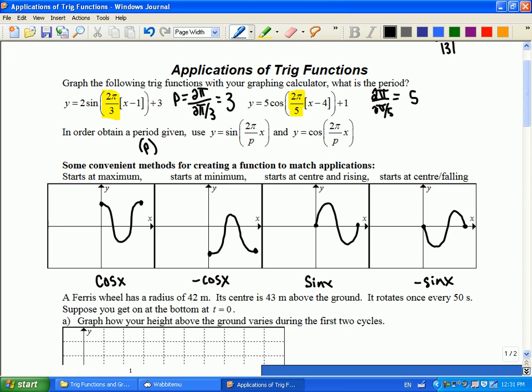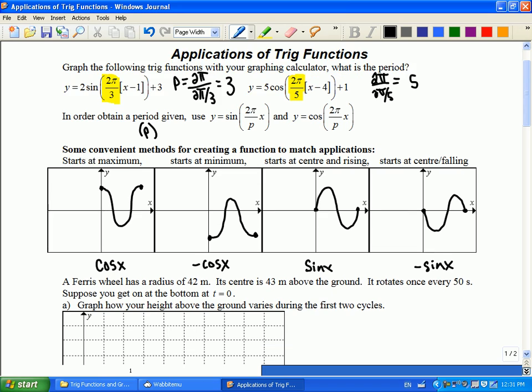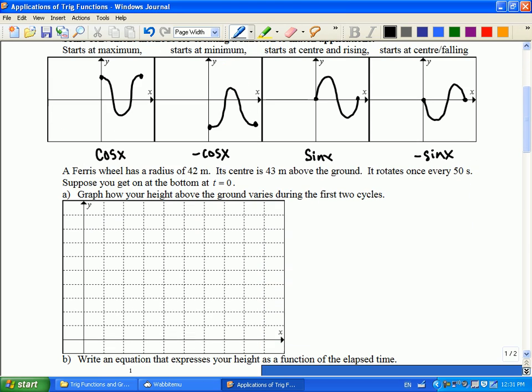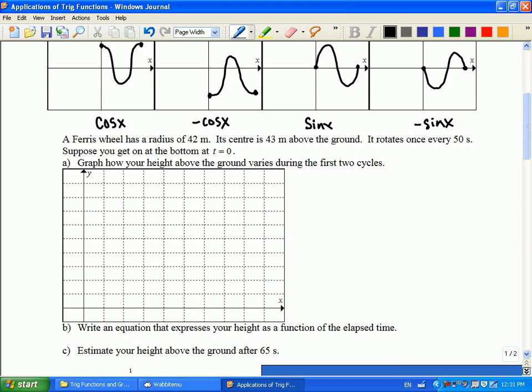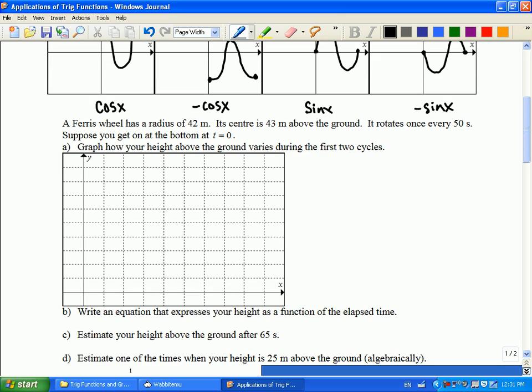So let me show you now how we can just take those prelims and put them into a trig graph. Now tradition has been that Ferris wheels are like the problem of choice. I don't know if that's going to be the case because you guys are the first people doing the new Math 12. But we'll try some other kinds, but we'll start with the Ferris wheel here. This says a Ferris wheel has a radius of 42 meters and its center is 43 meters above the ground, and it rotates once every 50 seconds. Let's graph what it looks like then to begin with.